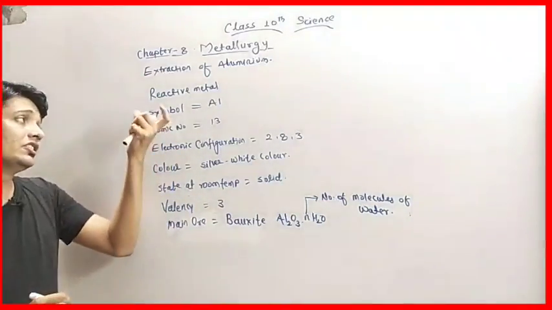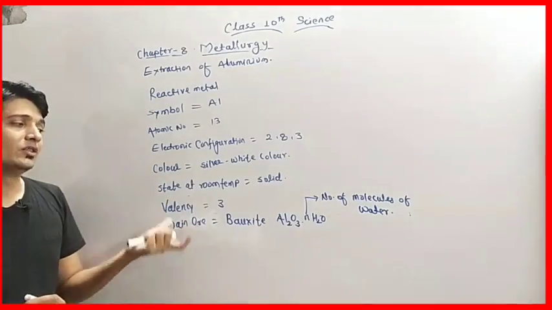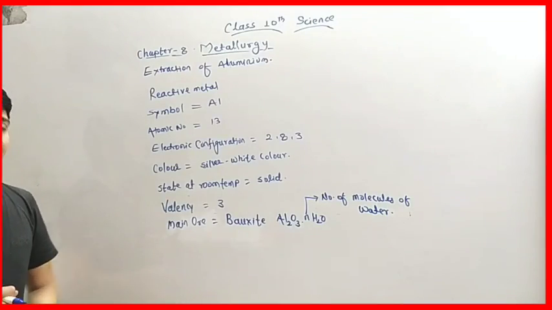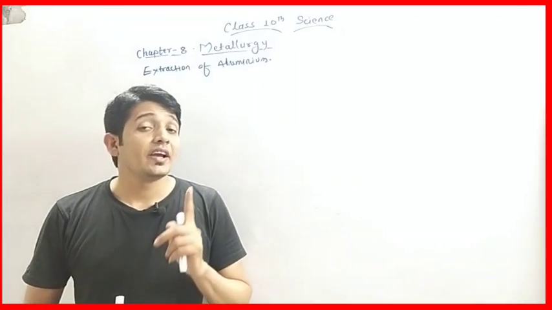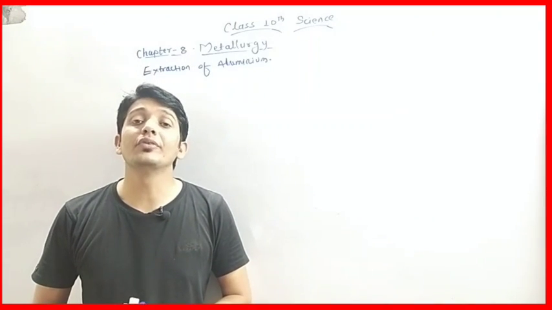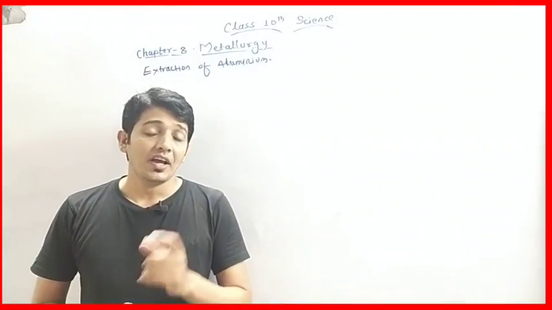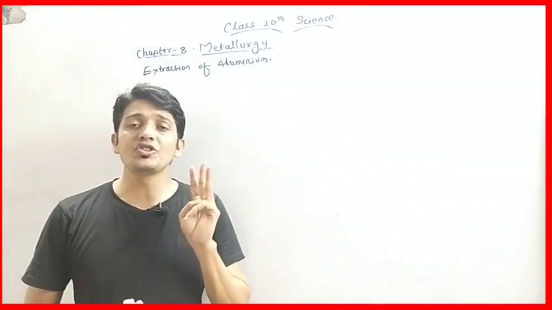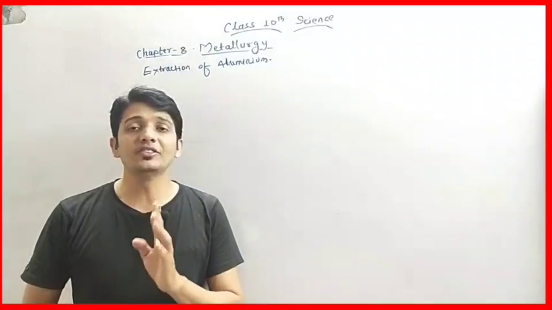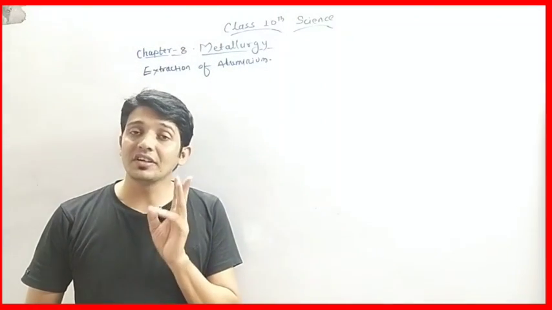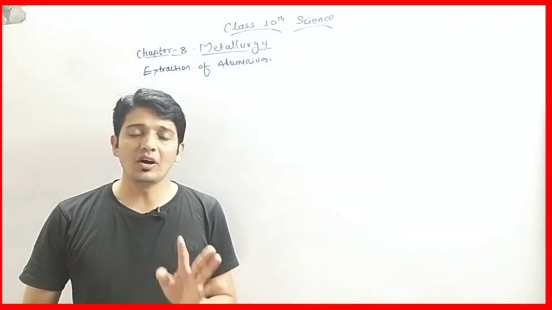Okay, so this is all about the general characteristics and properties of aluminium. Write down now, then we will start the extraction part. As we know, aluminium is a reactive metal. That's why it does not occur in nature in a free state. It always occurs in nature in a combined state. Aluminium is the third most abundant element in the earth crust after oxygen and silicon.